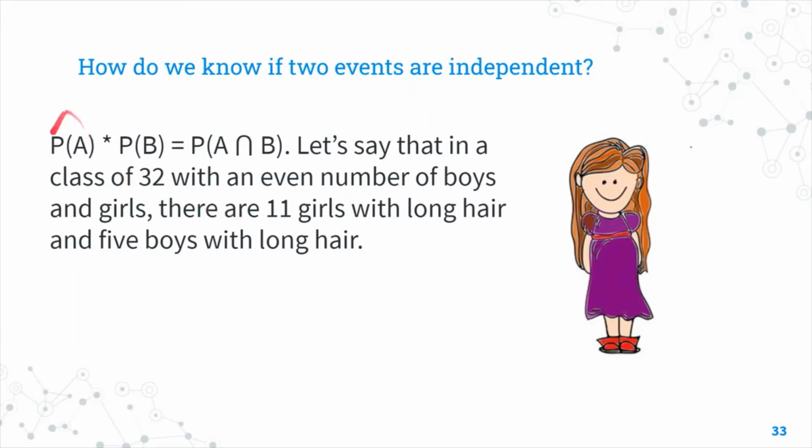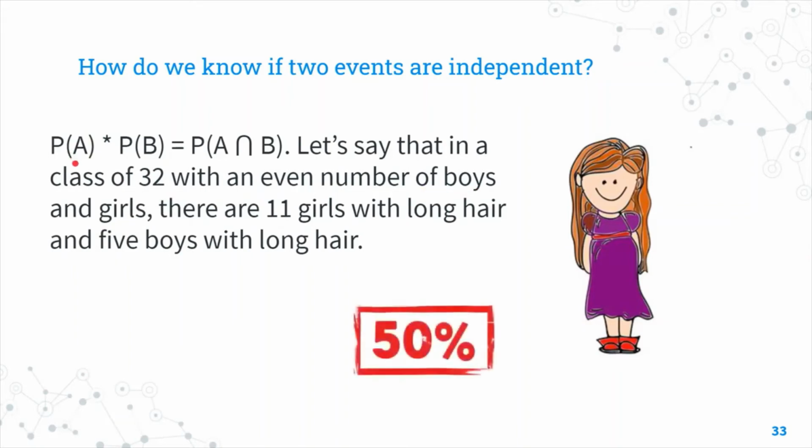Well, first we need to find the probability of A and the probability of B. So in this case, A would be the probability that you pick a girl in this class, and B would be the probability that you have long hair. Well, there are 16 girls in this class because there's an even number of boys and girls. So we know that the probability of picking a girl in this class is 50%.